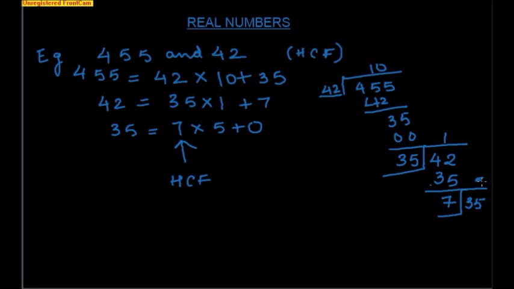I take 35 here, 5, 35 and the remainder is 0. And we say that this is the HCF. So here again we write down that 35 is written as 7 into the quotient 5 plus the remainder 0. And we say 7 is the HCF.